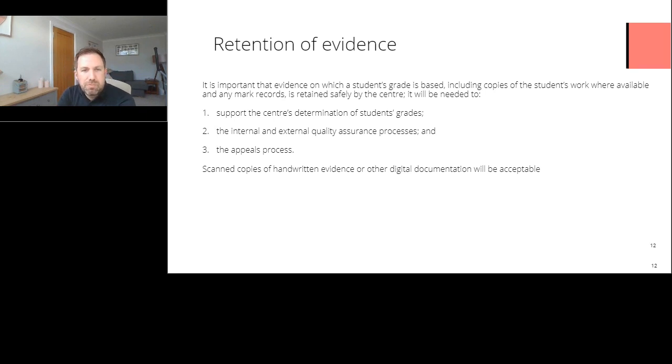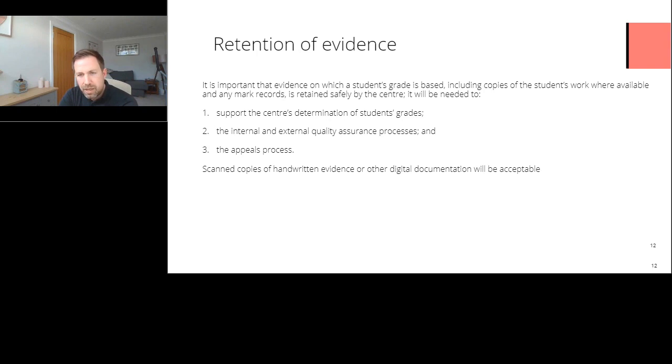So step 3, in terms of the retention of evidence, it's really important that as far as possible you keep copies of the student's work where available and any marks that you've awarded to that, and you keep those safely within the centre. Firstly, this helps support the centre's determination of students' grades, so it helps you have a record of all of the performances from your students across the evidence that you're using, and keep them in one place. It will also help to aid the internal and external quality assurance processes.